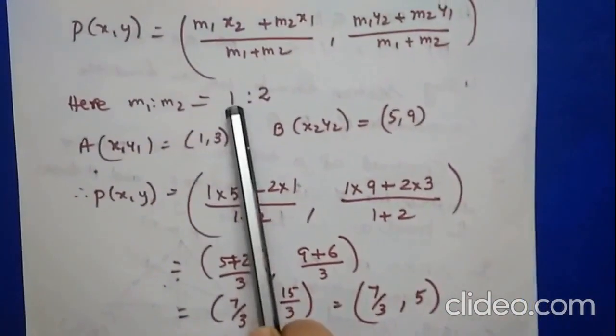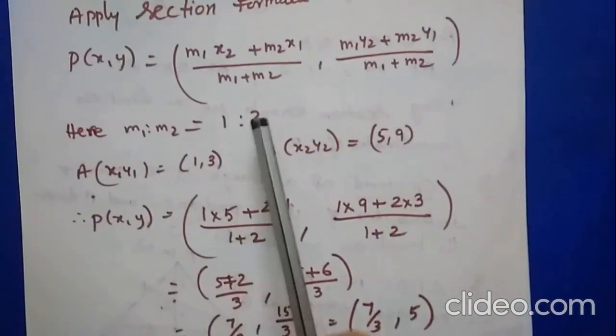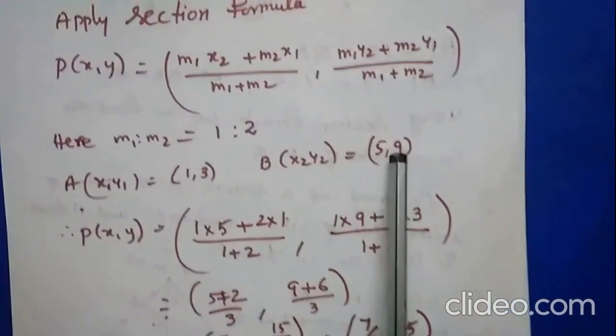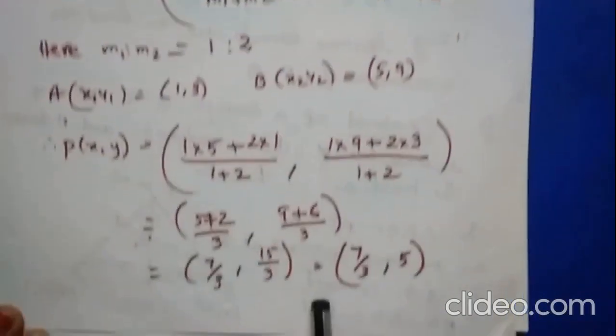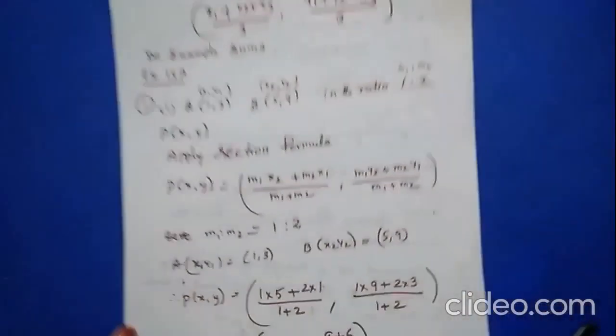Now, the coordinate of P is 1:2. This is the first ratio. You are going to take the coordinate of the second one. 1 into 5 plus 2 into 1 by 1 plus 2. Again, 1 into 9 plus 2 into 3 by 1 plus 2. You are getting the coordinates 7 by 3, 5. This is the coordinate point of P.